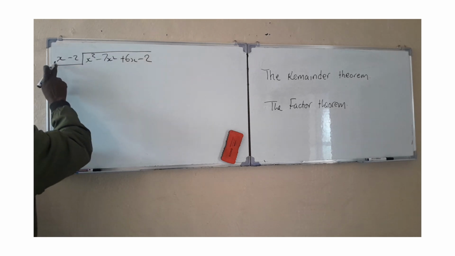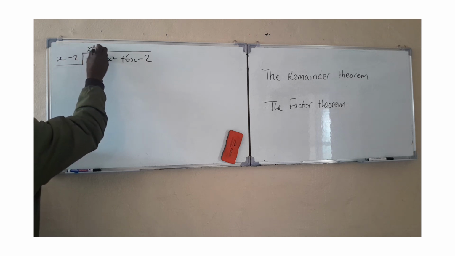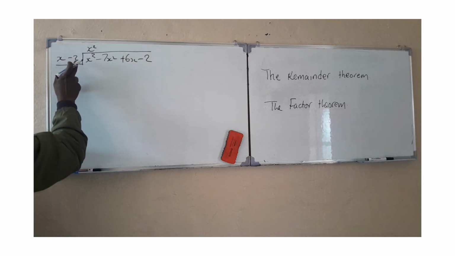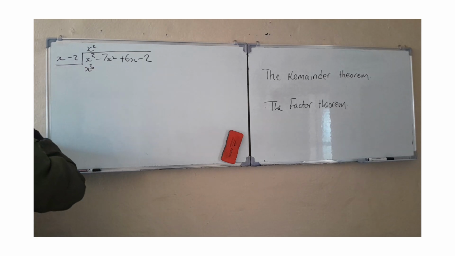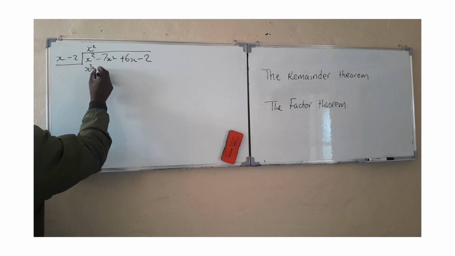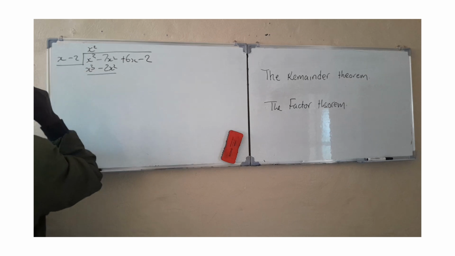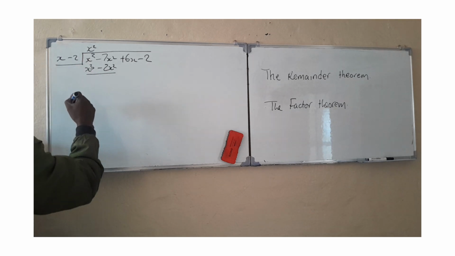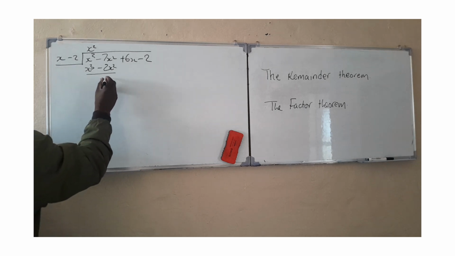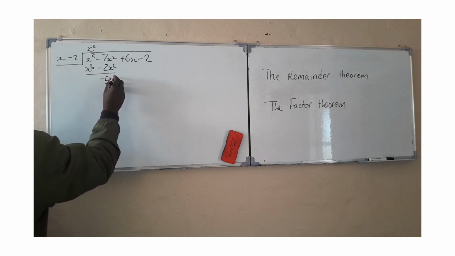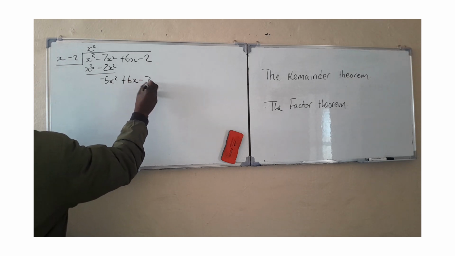So we look at this and that. How many times does x go into x cubed? It goes x squared times. Then we multiply. x times x squared is x cubed. x squared times minus 2 gives you minus 2x squared. Then we subtract. x cubed minus x cubed, 0. Minus 7x squared minus minus 2x squared gives us minus 5x squared. Then we bring down these two guys.